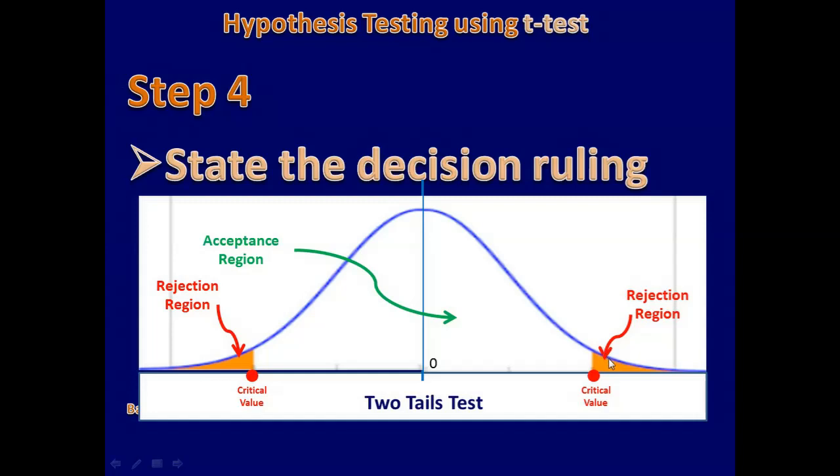But if the computed value falls within this wide white area under the normal curve with respect to this horizontal line, that means we accept our null hypothesis.